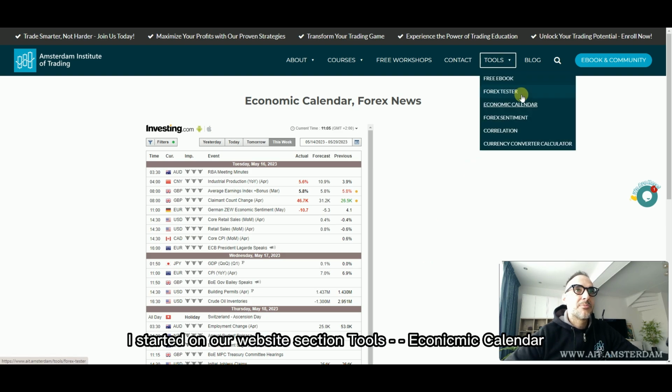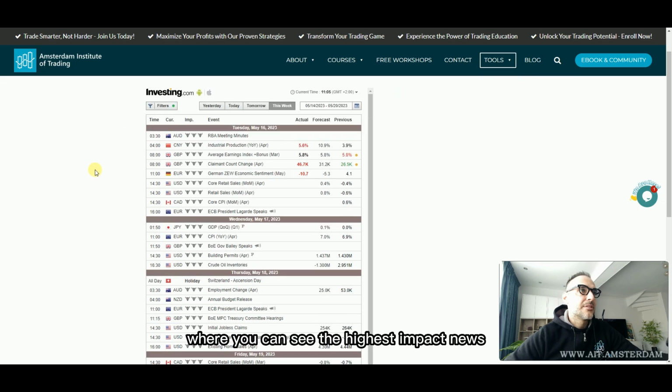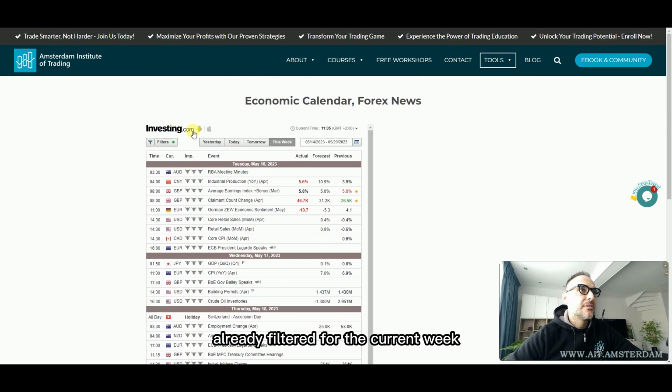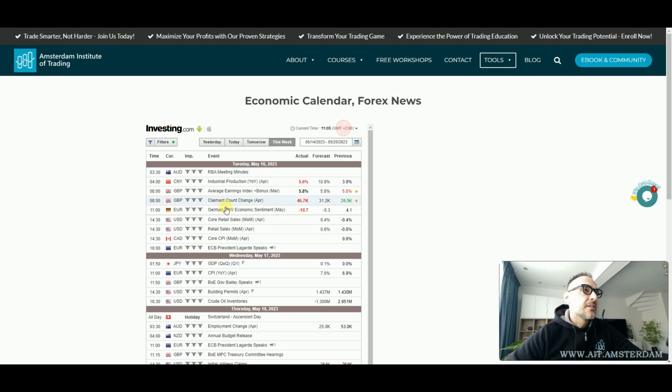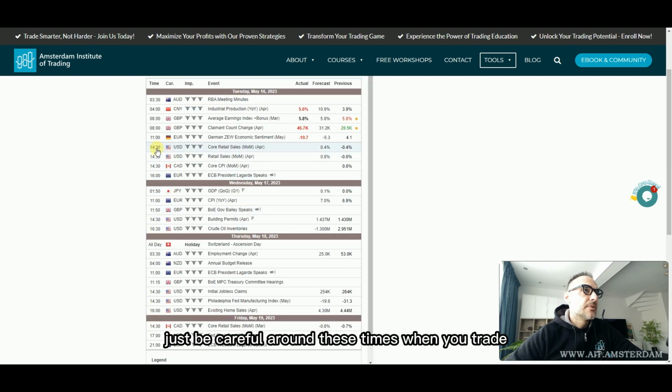I started on our website, section Tools, Economic Calendar, where you can see the highest impact news already filtered for the current week. The time frame shown here is GMT+2, so you may change this one according to your zone. Just be careful around these times when you trade, especially if you're using lower time frames, as you might get whipped by the market.